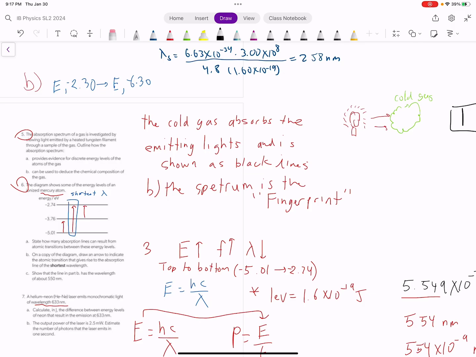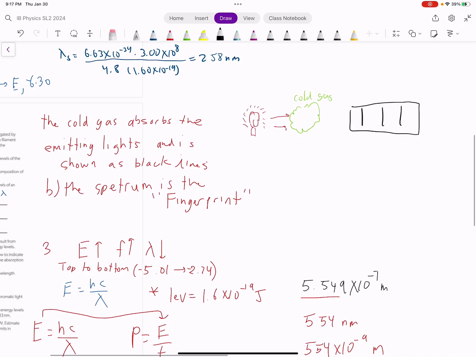Part B: can be used to deduce the chemical composition of the gas. Okay, so these lines represent wavelengths of light, right? This is wavelength 1, 2, wavelength 3, and those wavelengths are like a fingerprint that we can observe, record, and then use that record of a known gas to identify other gases that we see.